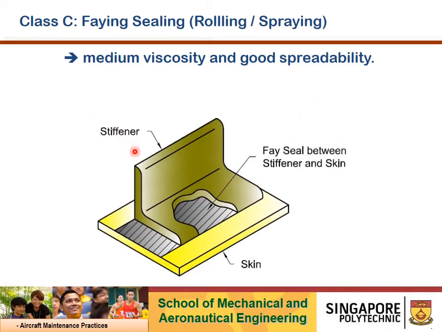Class C is meant for faying sealing, so it's a medium viscosity and good spreadability. So before you install any stiffener on the skin, you actually have to do a faying seal between the stiffener and skin. This is to prevent possible dissimilar metal corrosion if both are in different alloy content, and also to ensure that there's no fluid or moisture trapped in between the two parts that may result in a possible corrosion occurrence.